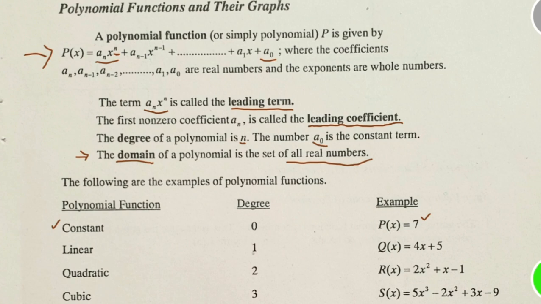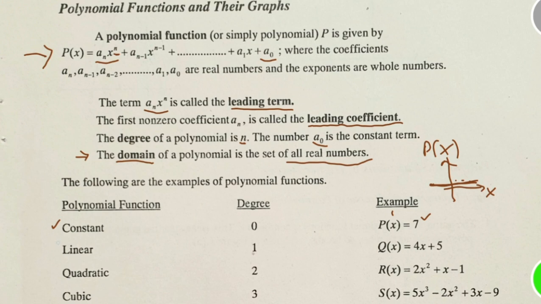If you draw the graph, x horizontal and p of x vertical, and if you plot the points, if x is 1, y is 7. If x is 2, y is 7. If x is 3, y is 7. So you will get a horizontal straight line. This straight line is called the graph of this function p of x. So you can note that the graph of a constant function is a horizontal straight line.